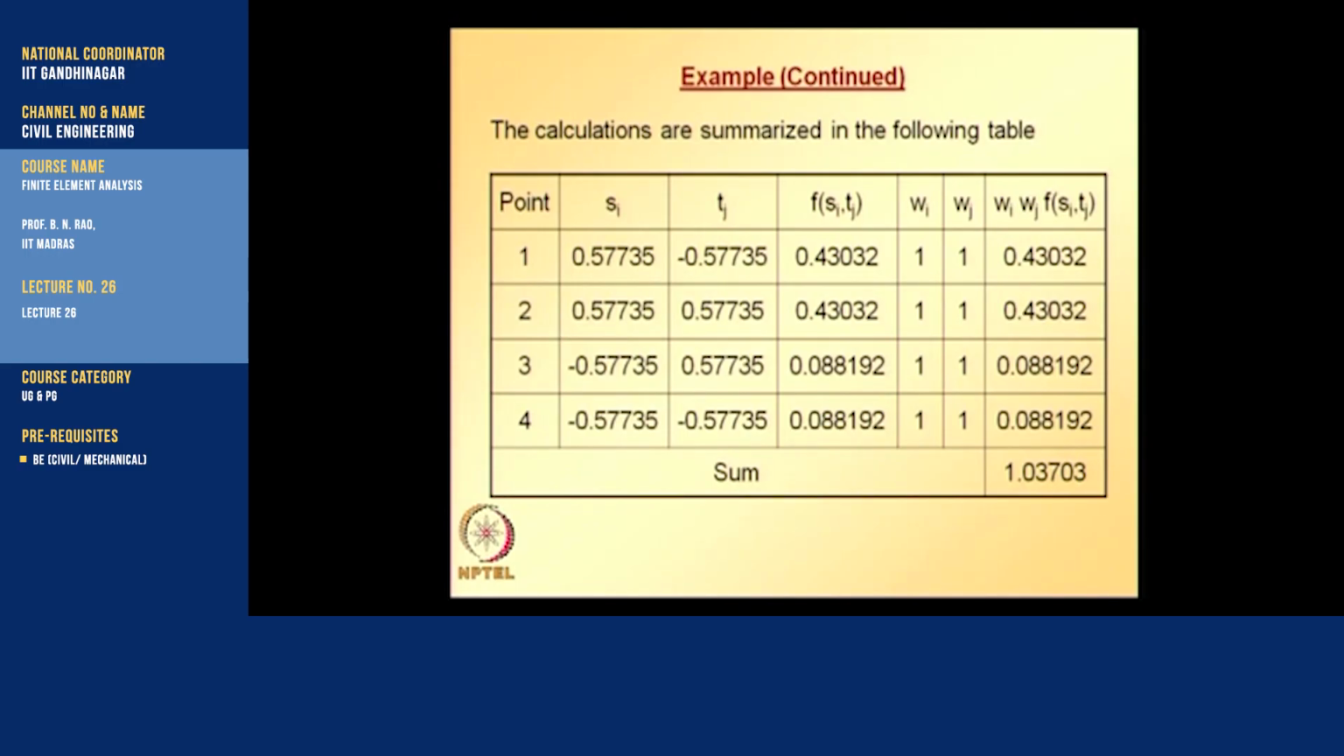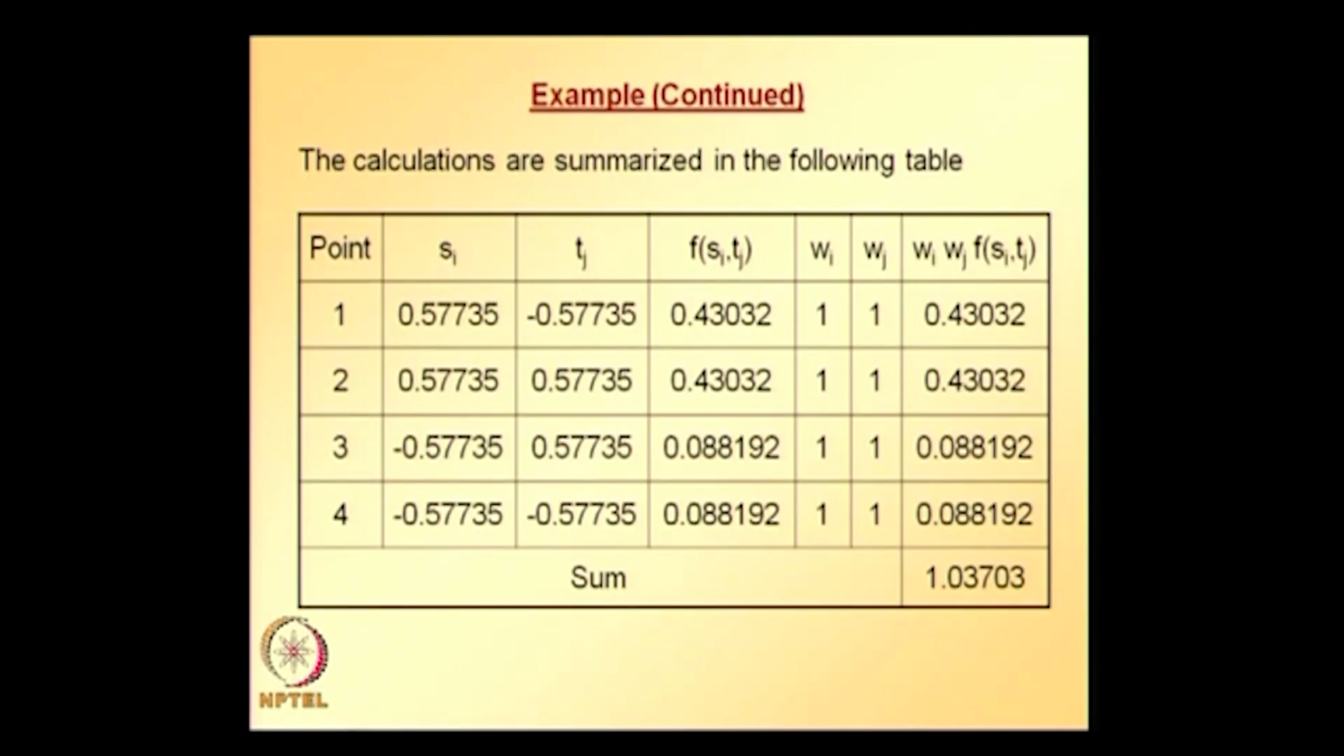and fifth column shows weight in the s direction, sixth column shows weight in the t direction, and seventh column shows weight in the s direction times weight in the t direction times the function value at that particular point. So summing up all the contributions from all the 4 points, that is summing up the values in the 7th column, we are going to get the value of the integral. So this is using 2 by 2 integration, 2 points in the s direction, 2 points in the t direction.